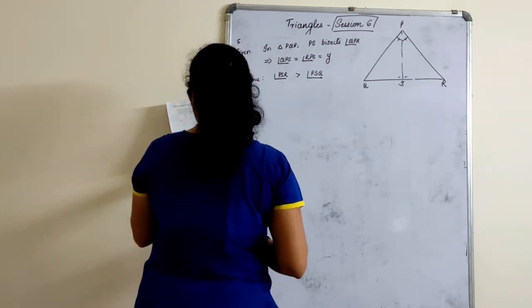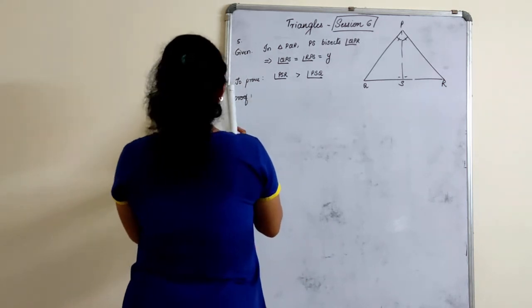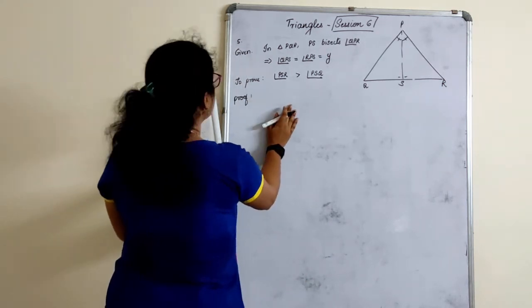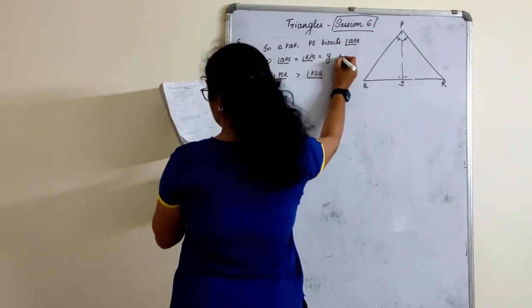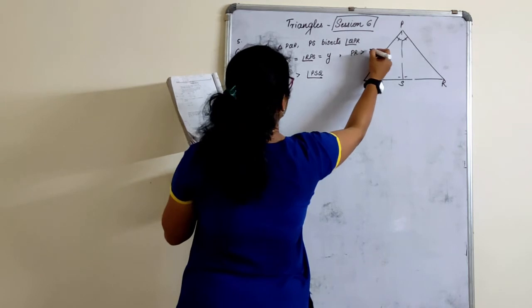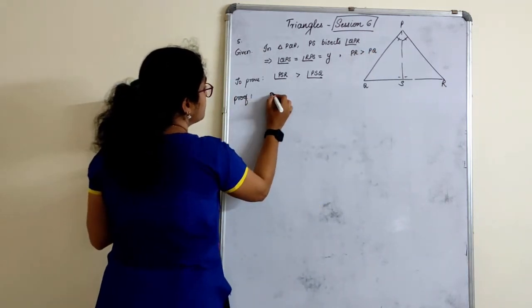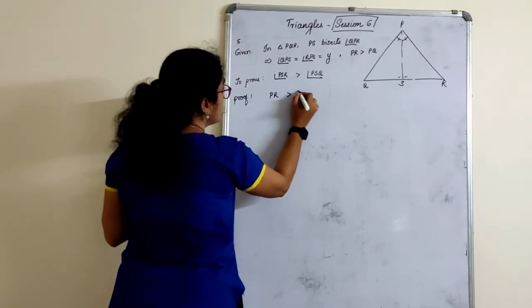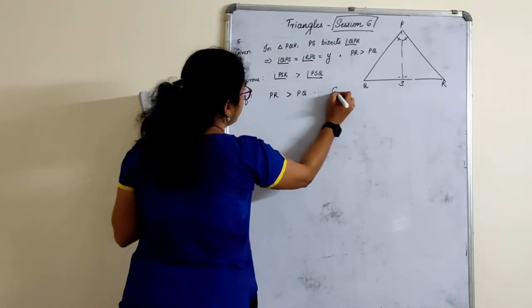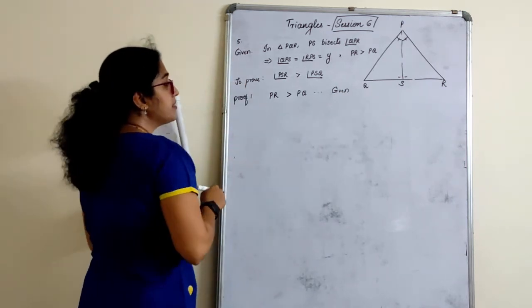So first of all, what we will write here is, oh yeah, we forgot to write one main thing. They have given PR is greater than PQ. Let us first mention that. So proof: PR is greater than PQ, given.